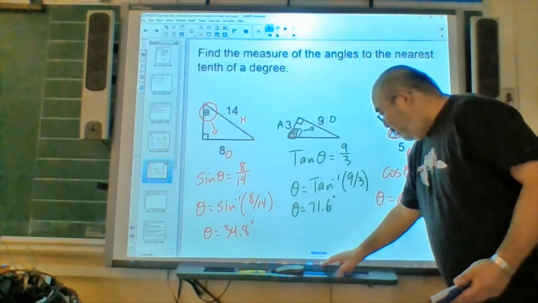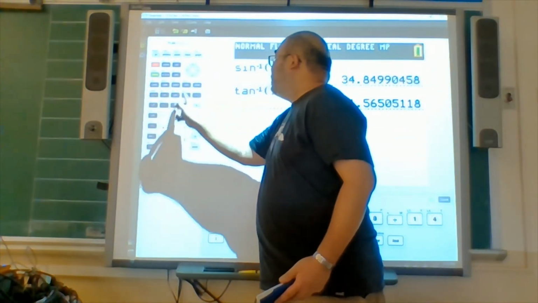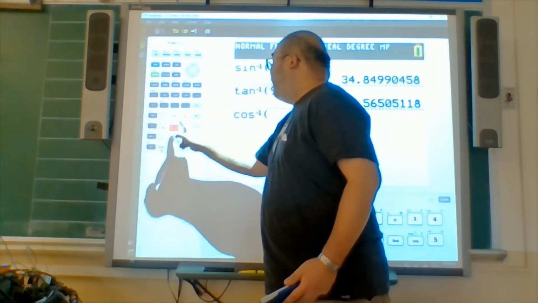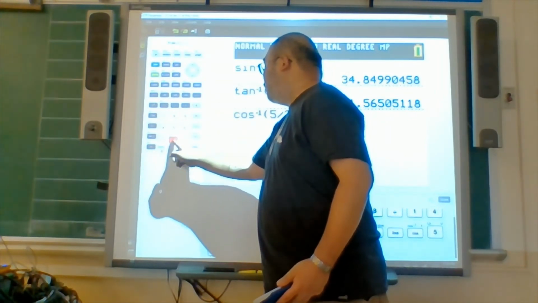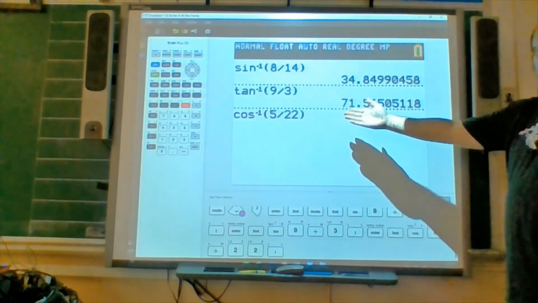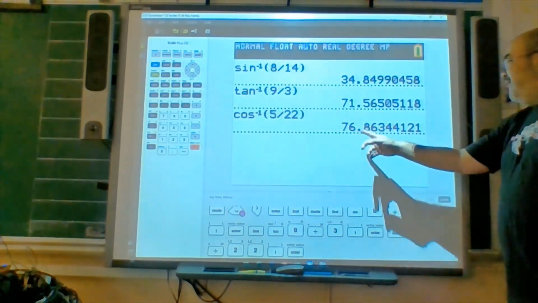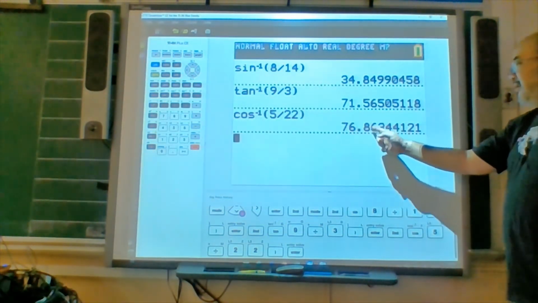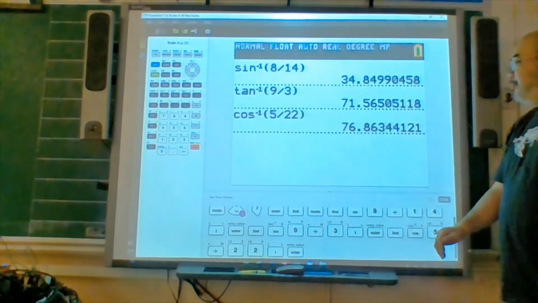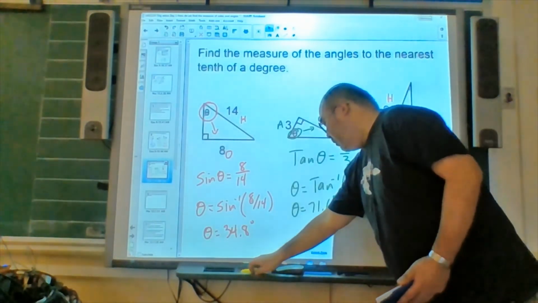We're going to use our calculator now. Second, cosine, 5 divided by 22. And we're going to enter. We get, in this case, 76.86, which means the 6 means we're rounding up to 76.9.